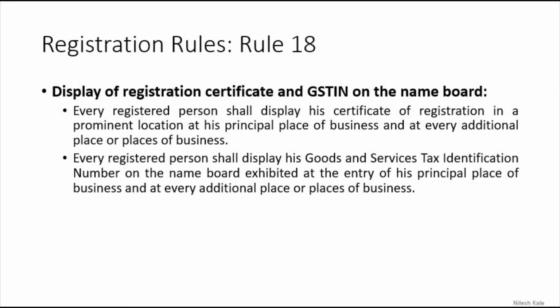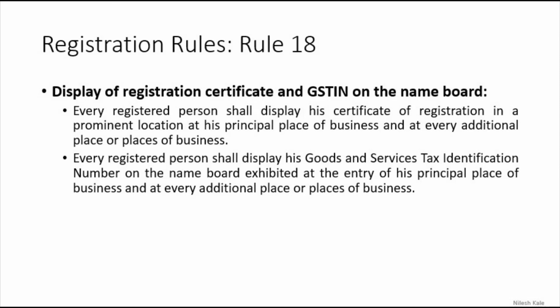You might have seen, friends, this kind of registration certificate wherever you go, in a retail shop or in any other shop. GSTIN number is displayed. It is because of this Rule 18. Every registered person shall display. It means they have to display this certificate of registration, right? So every registered person shall display his GST identification number on the name board exhibited at the entry of his principal place of business and at every additional place or places of business, right? Hope you have understood this point.